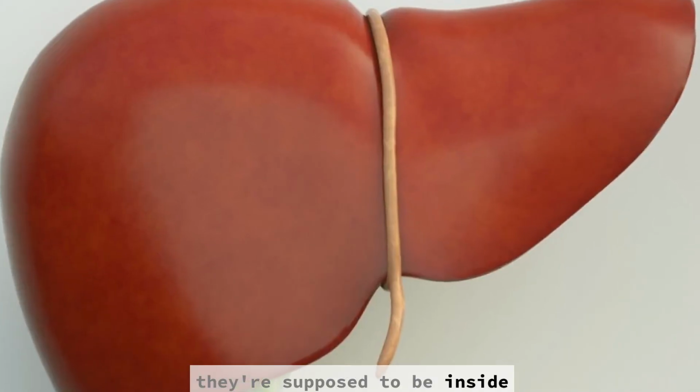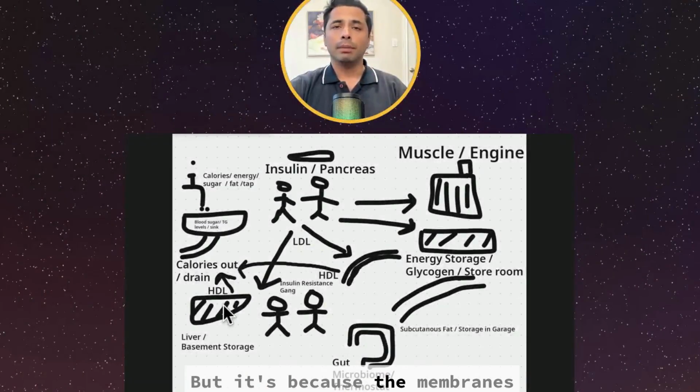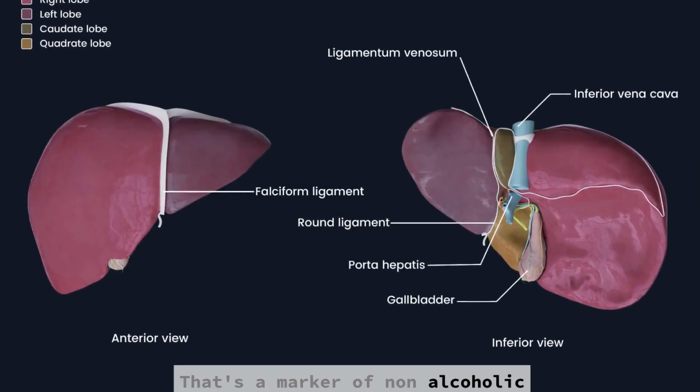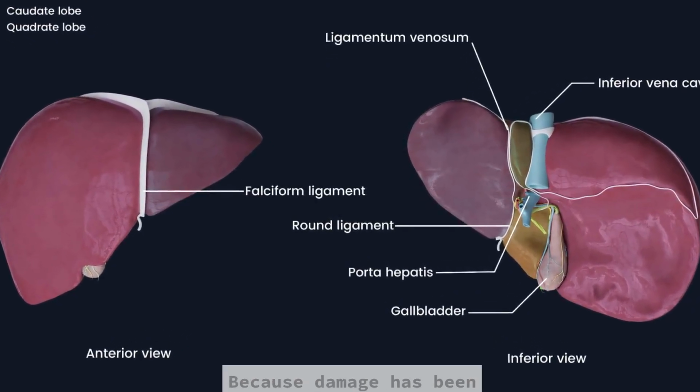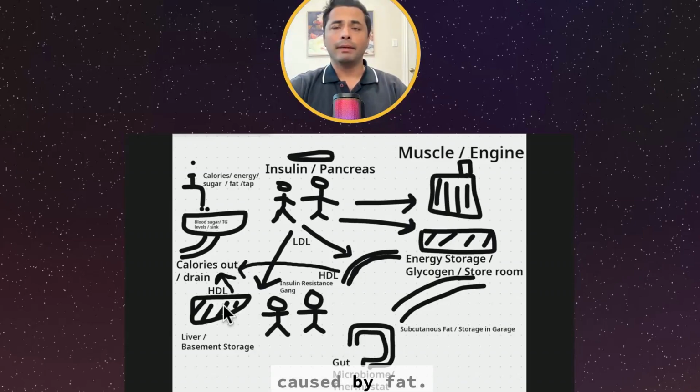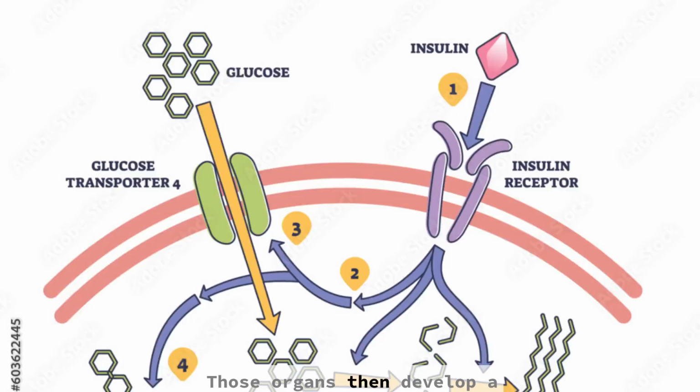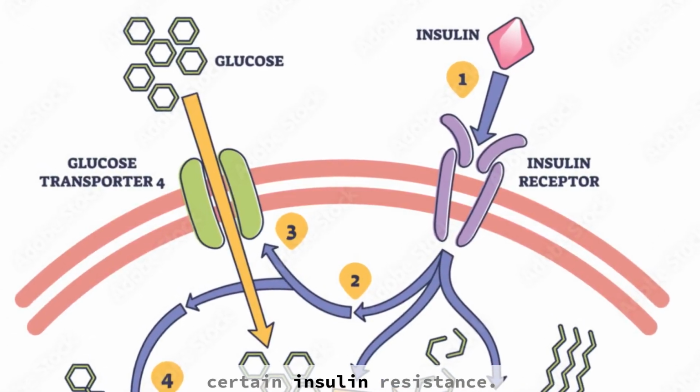They're supposed to be inside the liver cells, but it's because the membranes of those liver cells are being damaged by fat cells that those enzymes are leaking into the bloodstream. That's a marker of non-alcoholic steatohepatitis or NASH. Because damage is being caused by fat, those organs then develop a certain insulin resistance.